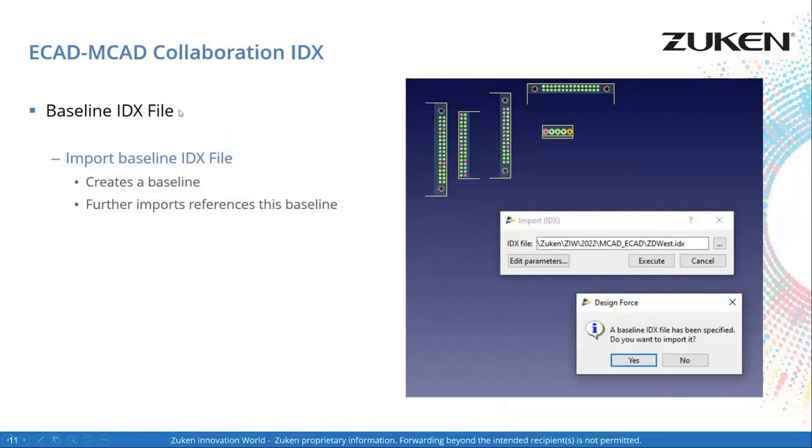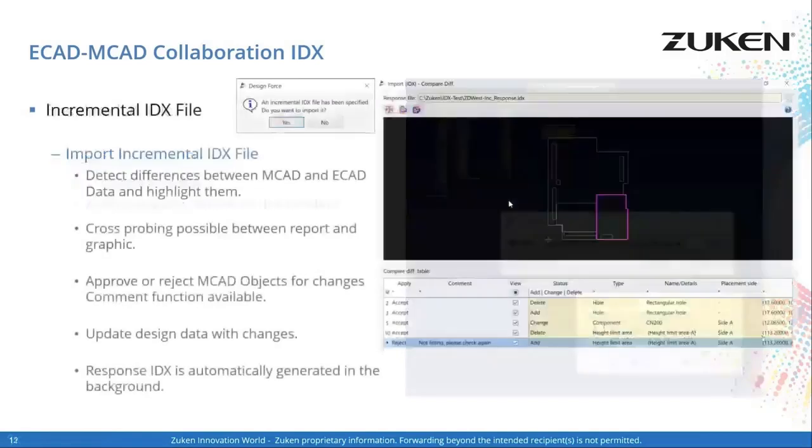So the baseline IDX file, not a lot really to say here. You just import the IDX file. This obviously just creates the baseline, as I mentioned, and creates a snapshot so that when other people import the incremental, it will show the changes.